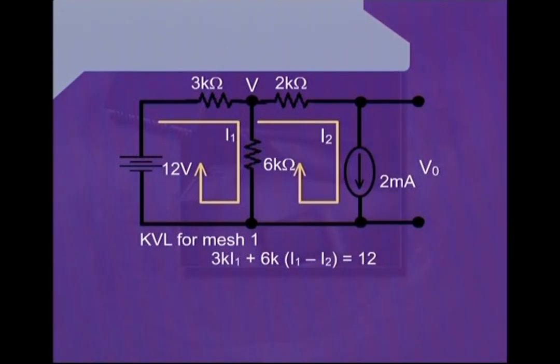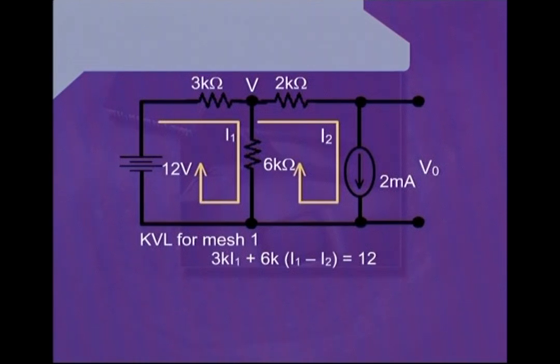However, we must take into account the current I2 which is passing through the mesh 2, because from this branch having a value of 6 kilo ohm, that current I2 will be going upwards and the current I1 is going downwards. Therefore, both the currents will be cancelling out each other. Hence, we write the value of this resistance, which is 6K, into the difference of these two currents. That is, we write I1 minus I2.